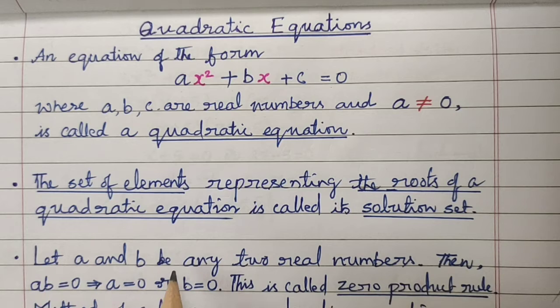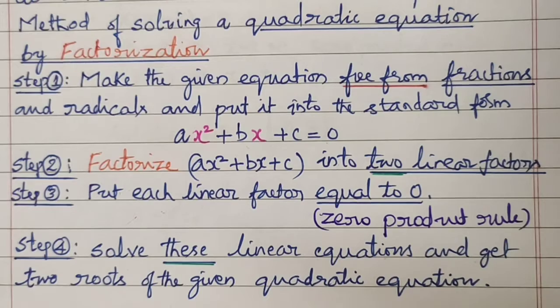Let a and b be any two real numbers. If ab = 0, then either a = 0 or b = 0. This is called the zero product rule. When you have ab = 0, we can equate a = 0 or b = 0.